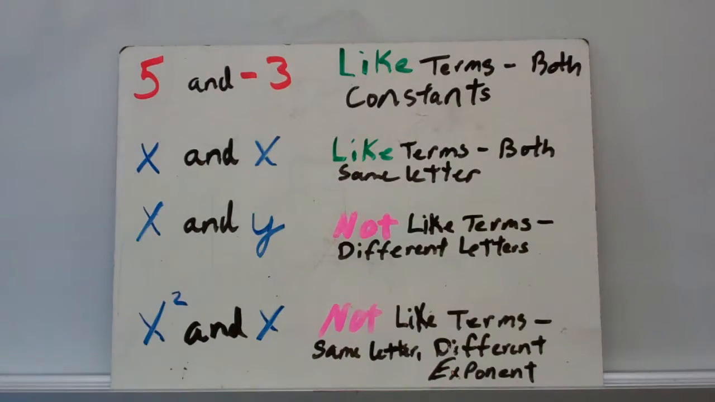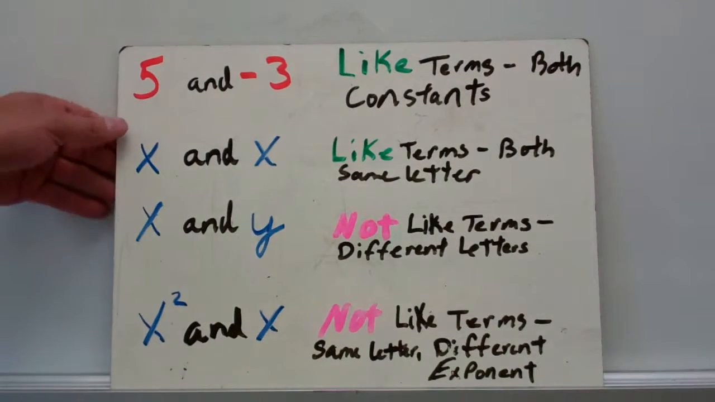If we look at the last example on this one, we have x squared and we have x. Those are not like terms. They are not like terms because, yes, we have the same base letter, but the exponent is different. Here it is 2, here it is a 1. Okay? Even though the 1 is not written, we understand that this is x to the first power. So those are not like terms.